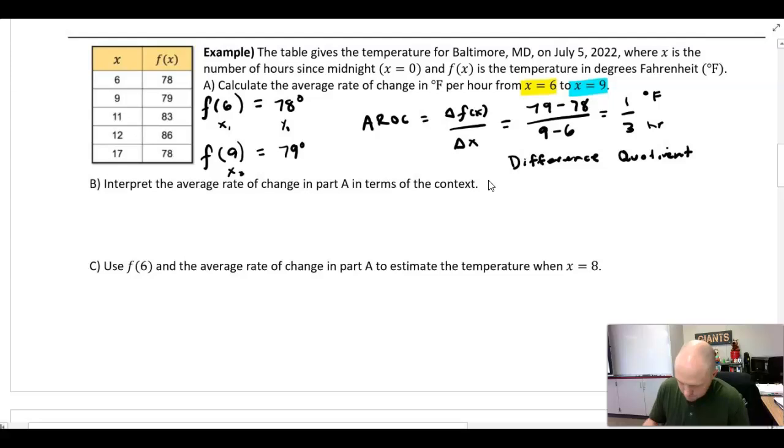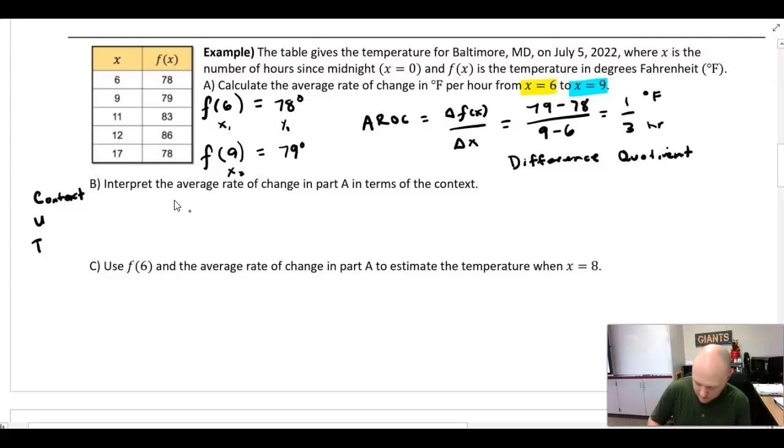Okay. So part B, one of the questions that you'll be asked on the AP exam is to interpret the average rate of change in part A in terms of the context. I always use an acronym called CUT to help me remember this. The C stands for context. They're asking you to interpret it, so you better talk about what it means in terms of context.